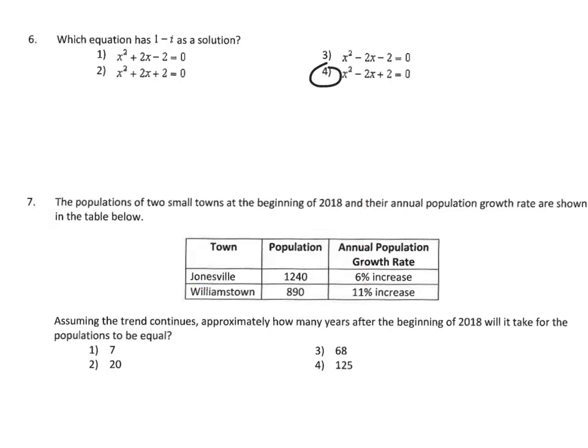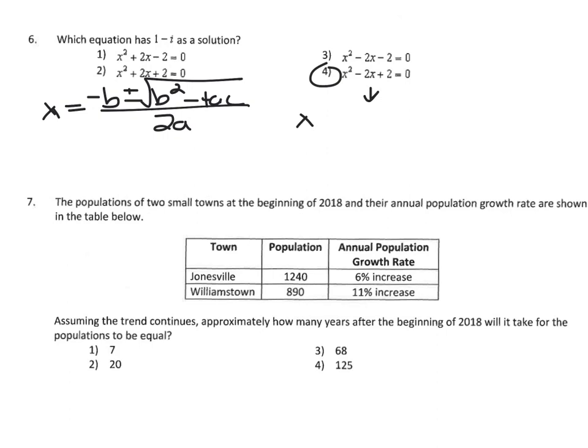If you wanted to do it by hand, what you could do is go through and plug each of the answer choices into the quadratic formula one by one and see which one gives you 1 minus i as a solution. Okay, so here's our quadratic formula. I'm just going to jump right down to plugging choice 4 into it.